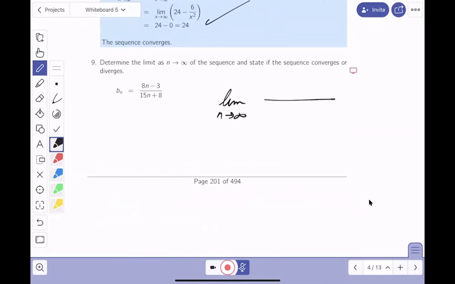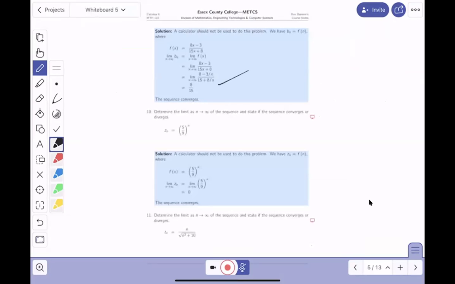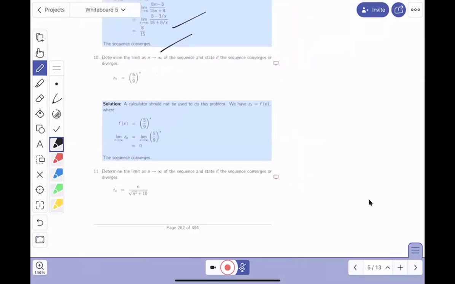Again, when you're in Math 119, they told you to divide by the highest degree variable. In this case, it's n. So it's going to be 8 minus 3 over n, over 15 plus 8 over n. I would suggest doing this, by the way. And if n gets large, the top would become 8 and the bottom would become 15. So the limit's going to be 8/15. So this sequence also converges. All right, I see that over there. Okay, let's do the next one.